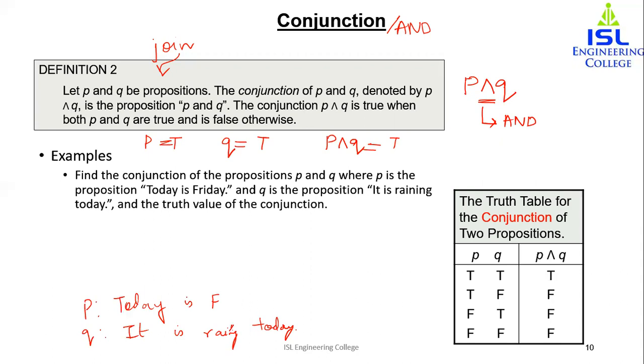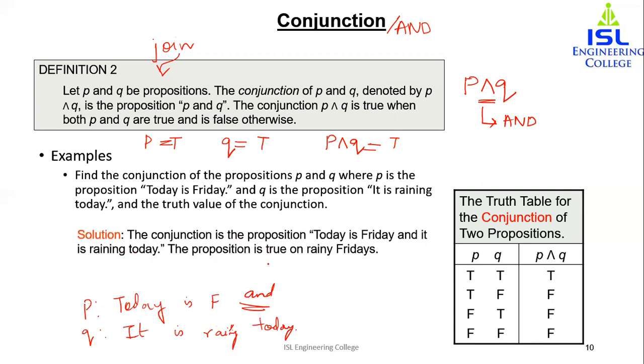Every time you are taking two statements and you are supposed to find the conjunction, you are supposed to add and between them. So, today is Friday and it is raining today. Now, when will this proposition be true? Whenever on Friday it is raining, the proposition will be true.